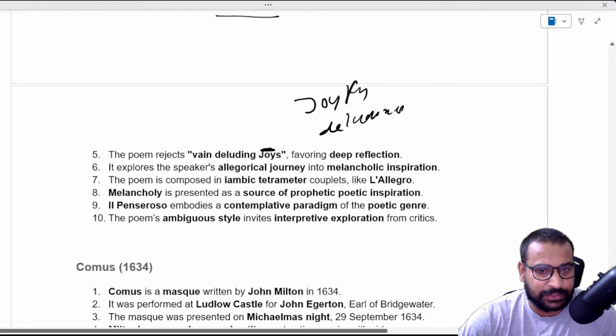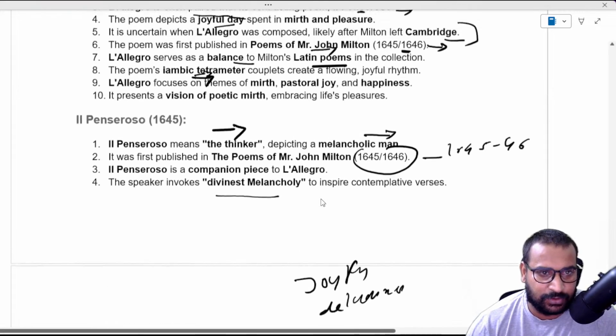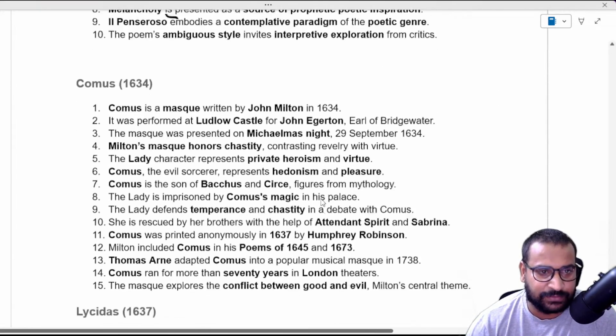So through that keyword you will know which is which. Again, it is also written in iambic tetrameter. Allegro means joyful, and Penseroso is melancholy and all these things, right? So that is all about Penseroso that you have to remember.